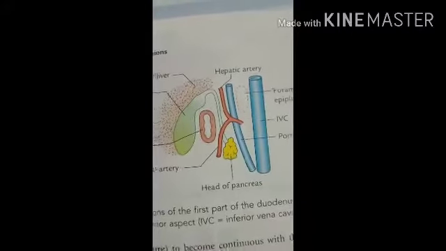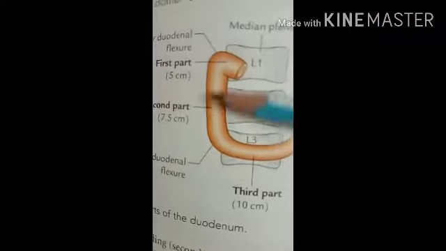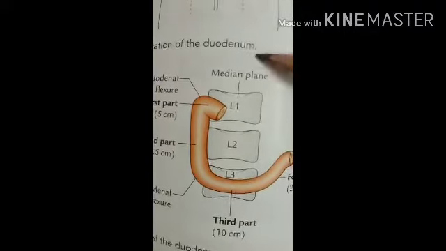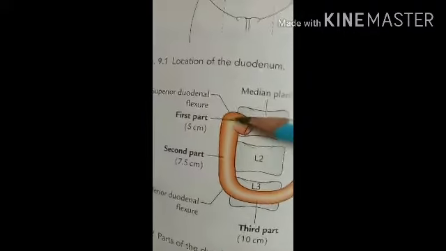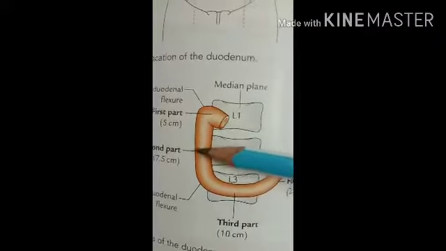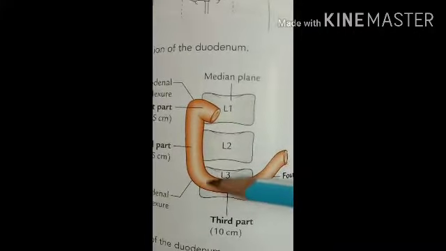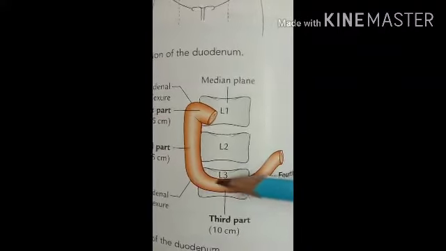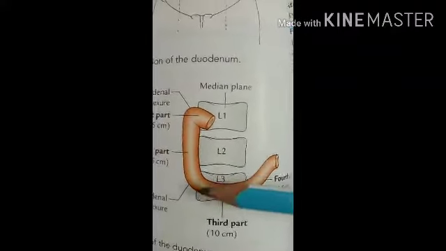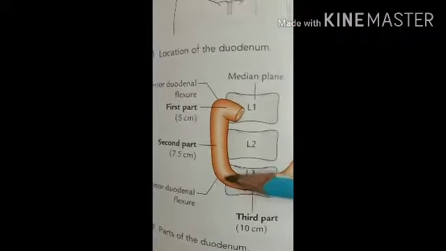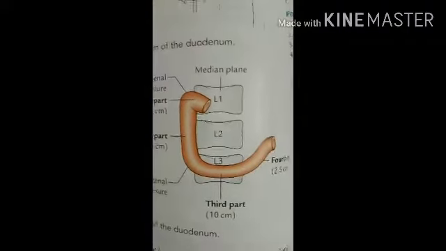After that we have to see the second part. So this one. Here the second part is about 3 inches long and it begins from the superior duodenal flexure. Then it passes downwards and reaches the L3 vertebra, where it curves to the left side to form the inferior duodenal flexure, and then continues as the third part of the duodenum.